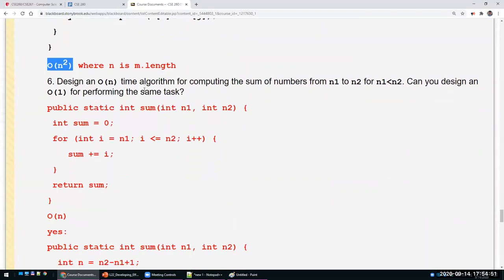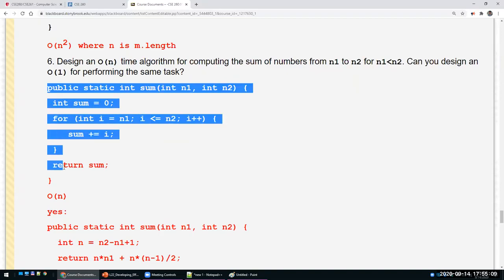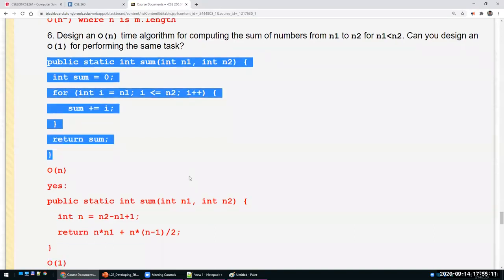Now, I want an algorithm that computes the sum of all the integers from n1 to n2. And by default, you will write the following algorithm: a for loop from n1 to n2 that adds every number to the sum. The complexity of this algorithm will be n. Basically, the worst time complexity will be the difference between n2 and n1.